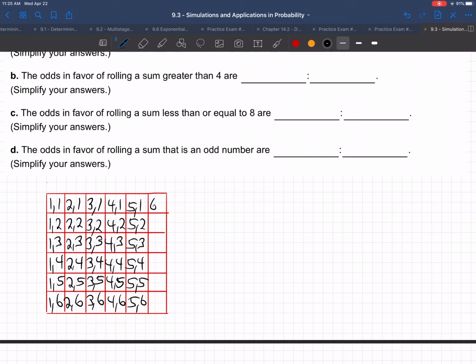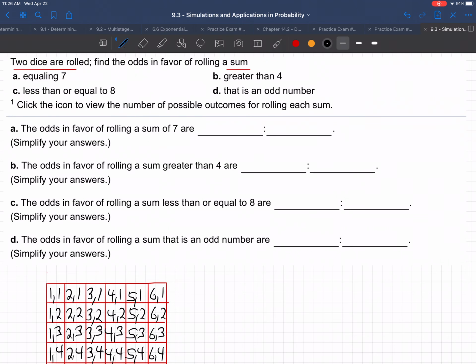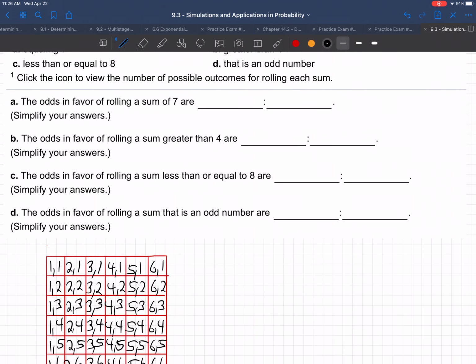Or we could get a 6 on the first die, followed by 1 through 6. Okay, so there's the 36 different things that can happen when we roll 2 dice. So we need to start with that. And then we need to think about the sums. Remember how the sums go? Let me put those on our table.